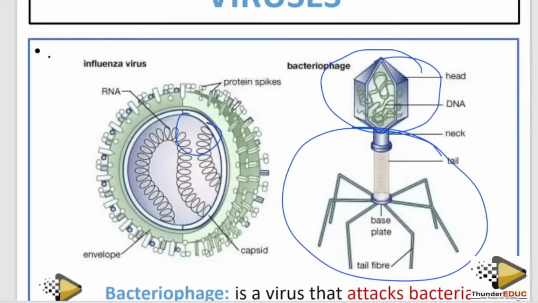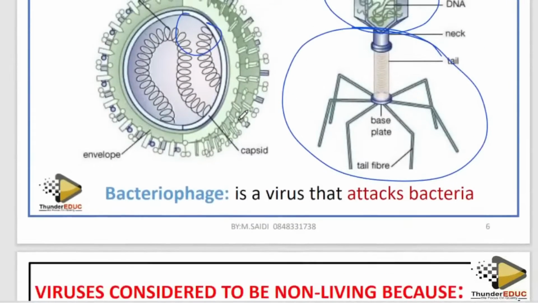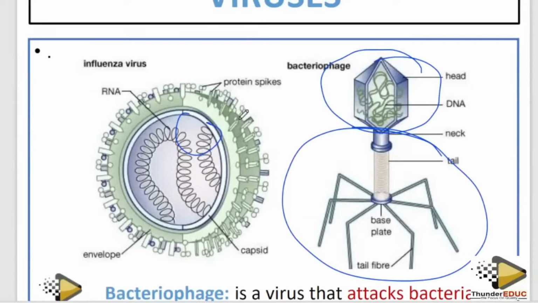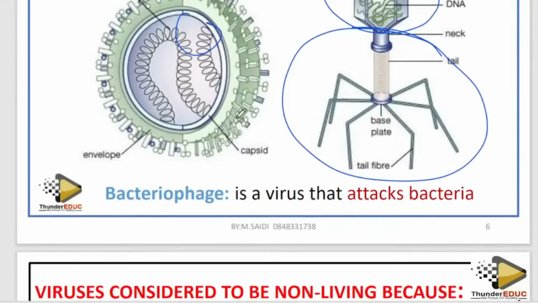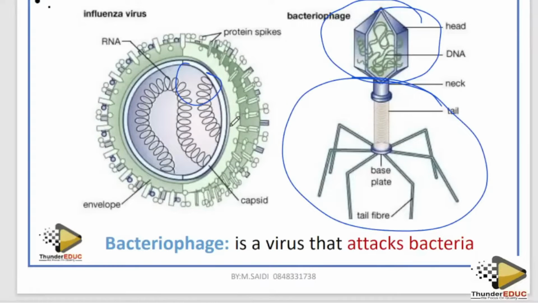So what is important here? Number 1, what is a bacteriophage. Number 2, the structure of a virus. Number 3, the properties of a virus. That is the most important thing. Meaning that if you know the characteristics of a virus, you have to know the living and non-living.